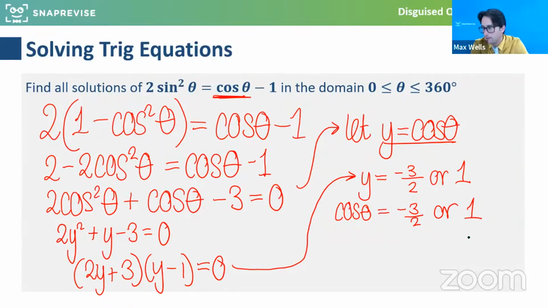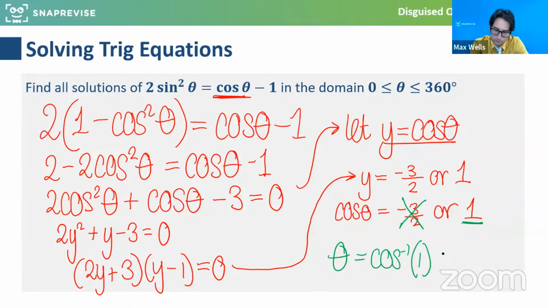Very good, brilliant comments, and lovely supportive comments there as well, because this is getting quite involved now. This is not possible. Cos theta can't ever equal minus 3 over 2. If you try and inverse cos that in your calculator, it will say math error, because cos is only defined between 1 and minus 1. So we're only dealing with cos theta equals 1. So theta is equal to inverse cos of 1, which would be 0, the principal value your calculator will spit out, and also 360.